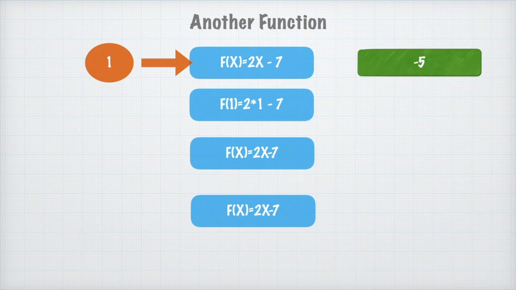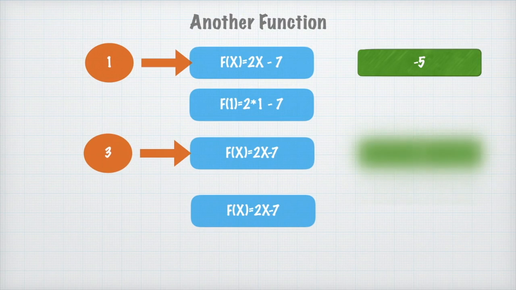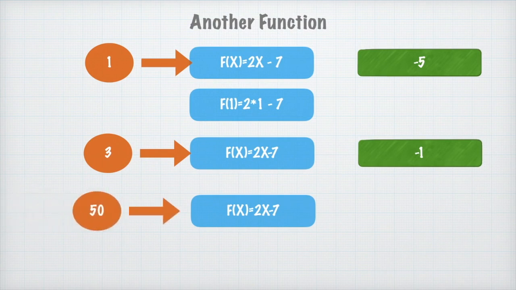If I ask you to find f of 3, wherever there is x, you will put 3 and you will be able to solve the function. So f of 3 is equal to 2 into 3 minus 7. 2 into 3 is 6. 6 minus 7 would be minus 1. If I ask you to find f of 50, right? So wherever there is x, put in 50, solve the equation, you will have your answer.